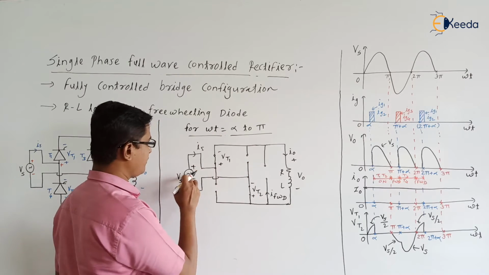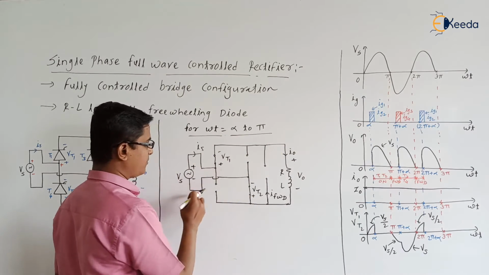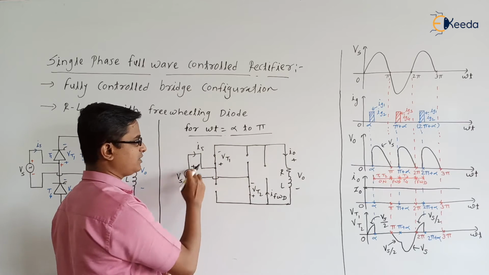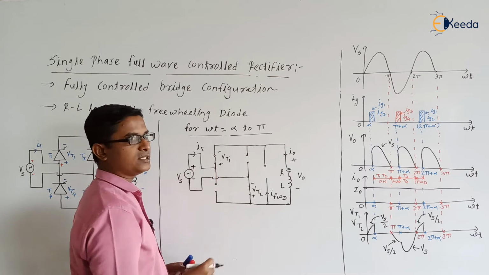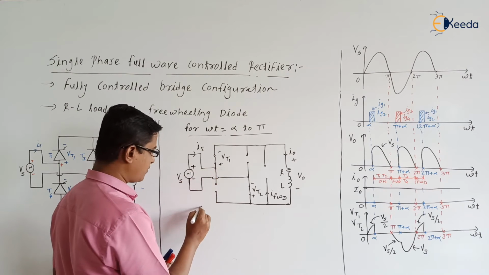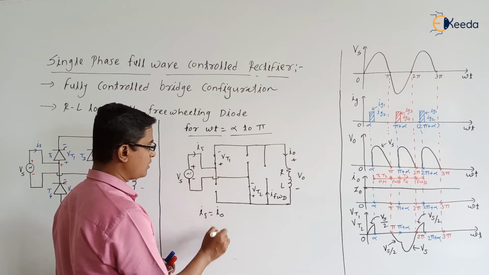Next, thyristors T1, T2 will be in the conduction mode. Current will be flowing from Vs, T1, load, T2 and again back to Vs, right? So current will be flowing in this loop. When current flows into this loop, can we say that Is is equal to I0?